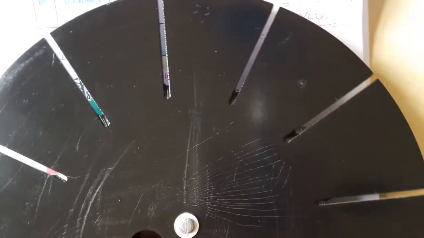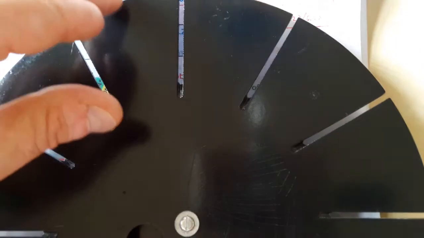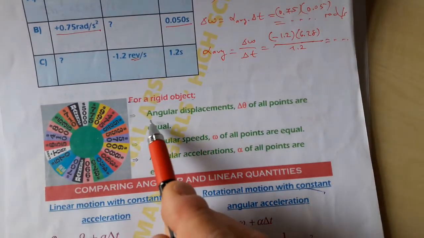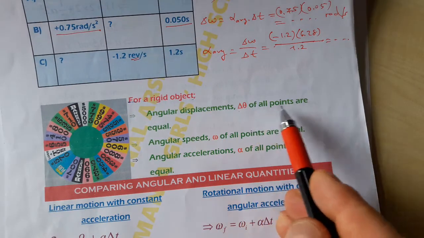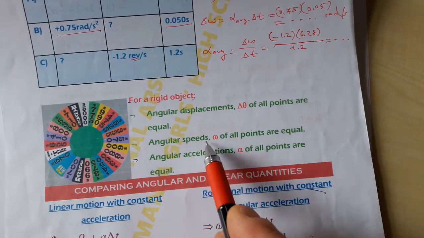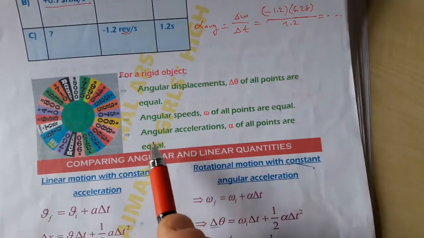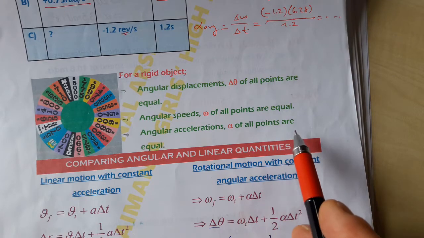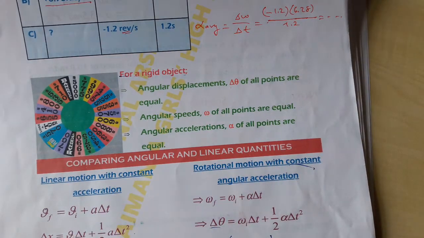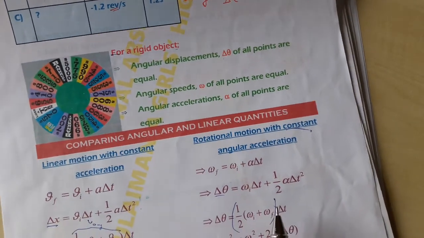So if the object is rigid, every point on this object will move with the same angular speed, the same angular displacement, the same angular acceleration. So, for a rigid object, angular displacement delta theta of all points are equal. Angular speed omega of all points are equal. Angular accelerations alpha of all points are equal. Don't forget this.